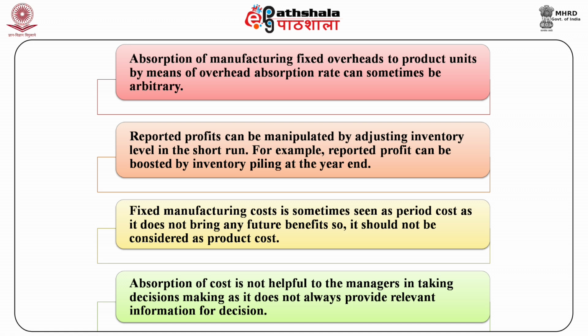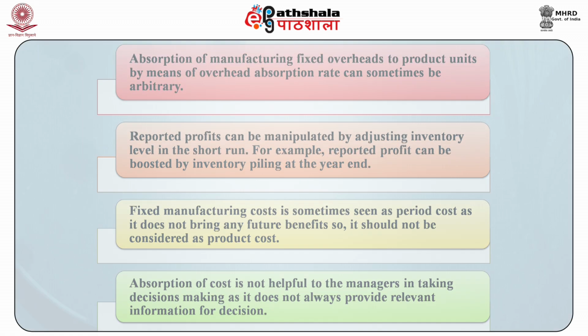The third limitation of absorption costing is fixed manufacturing cost is sometimes seen as period cost, as it does not bring any future benefit, so it should not be considered as product cost. The last limitation of absorption costing is that it is not helpful to managers in decision making, as it does not always provide relevant information for decision making.